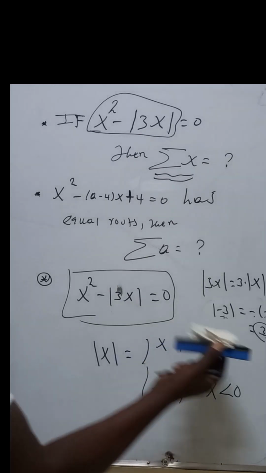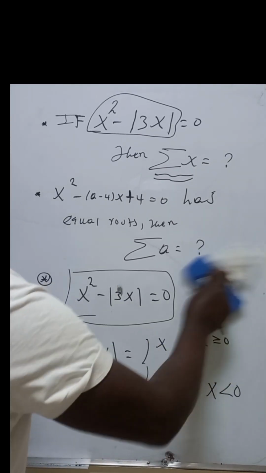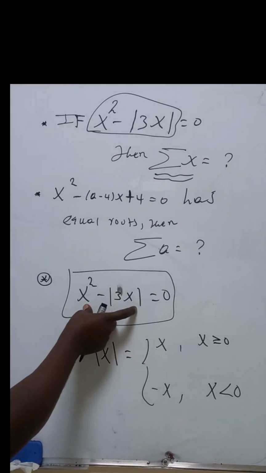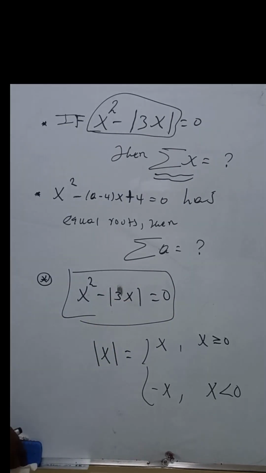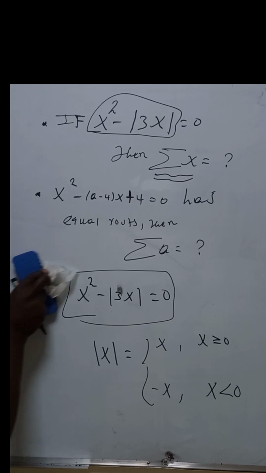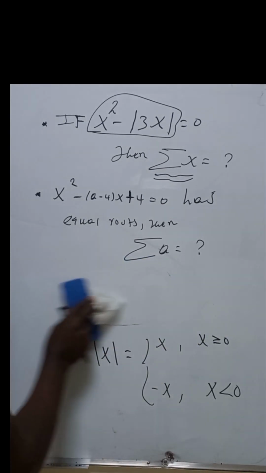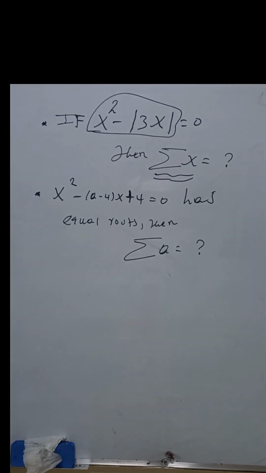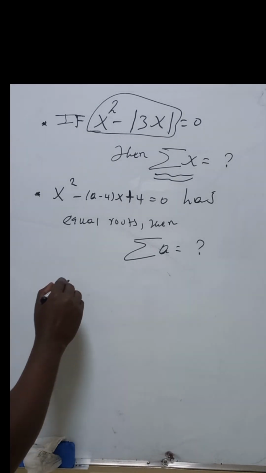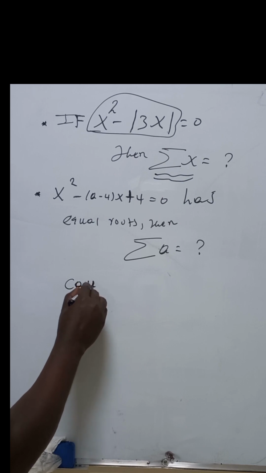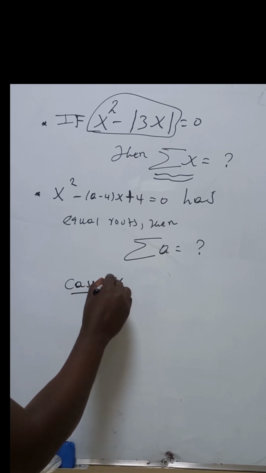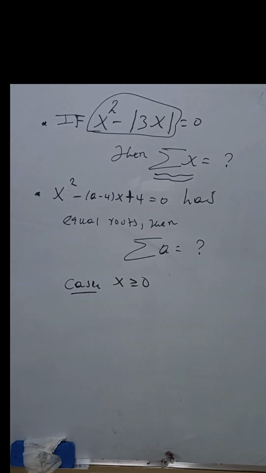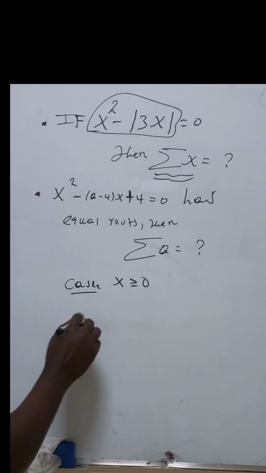So having this, let's solve the problem. Let's find the solution of this equation. To find the solution of this problem, let me just explain with 2 different cases, as I have already defined here. So the first case means if the value for x is greater than or equal to 0, what will be the equation?